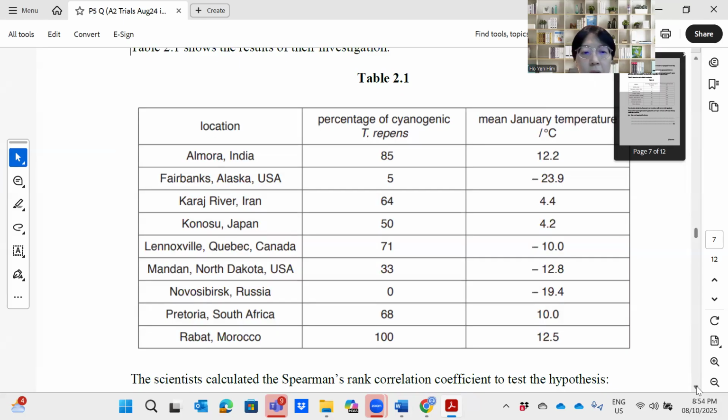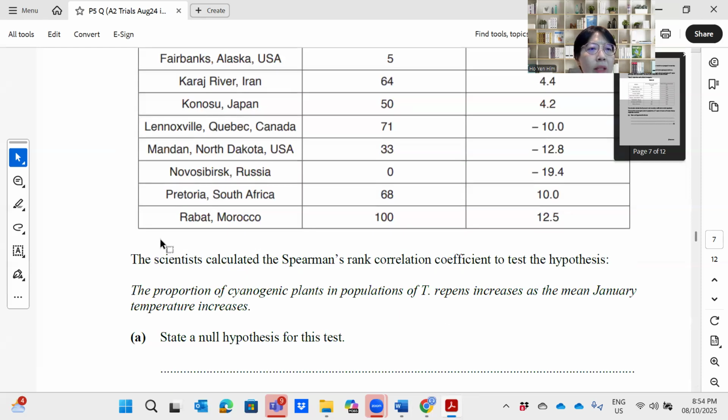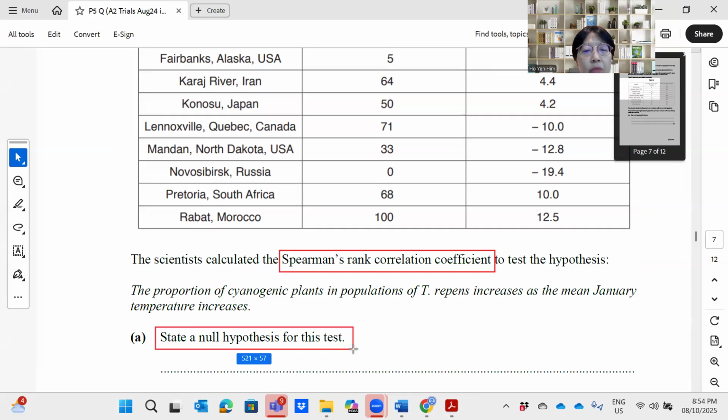Okay, so question. The scientists calculated Spearman's rank correlation, so we try to look at the correlation coefficient between the temperature and the percentage cover of the plant. State the null hypothesis for this test. The null hypothesis is always that there's no significant difference. In this case, it's not difference, it's correlation. So there's no significant correlation between the temperature and the percentage cover of the plant.